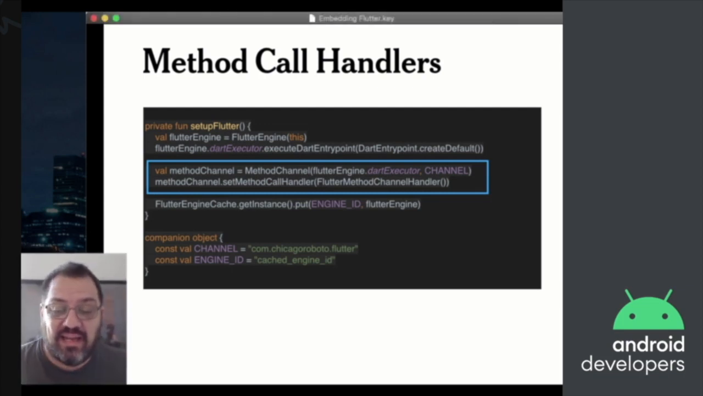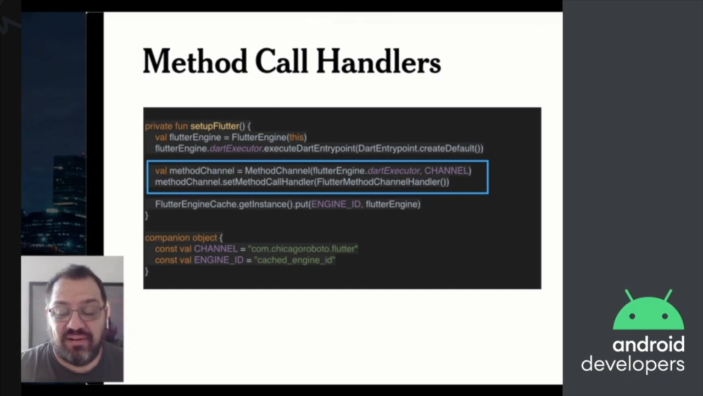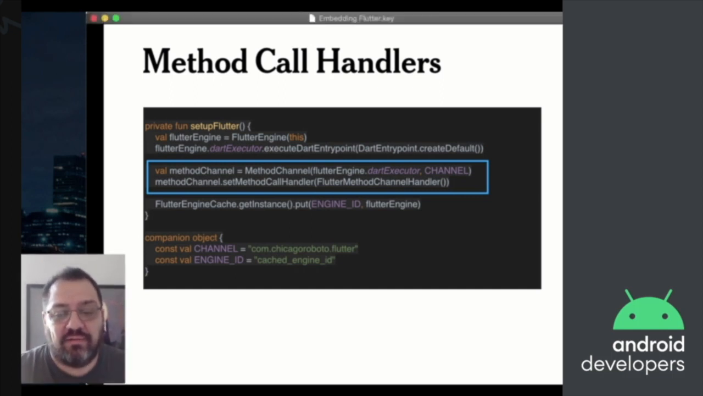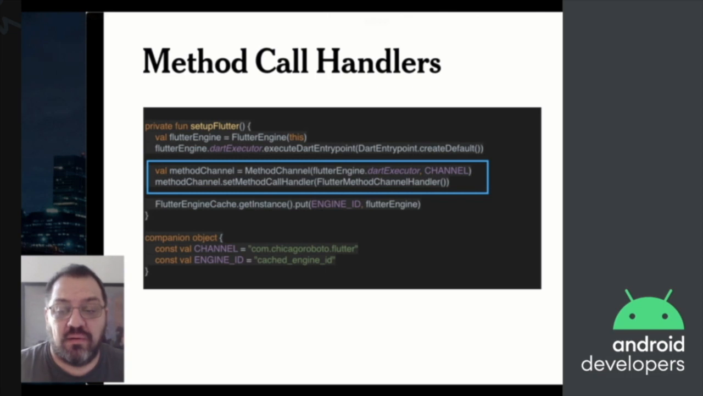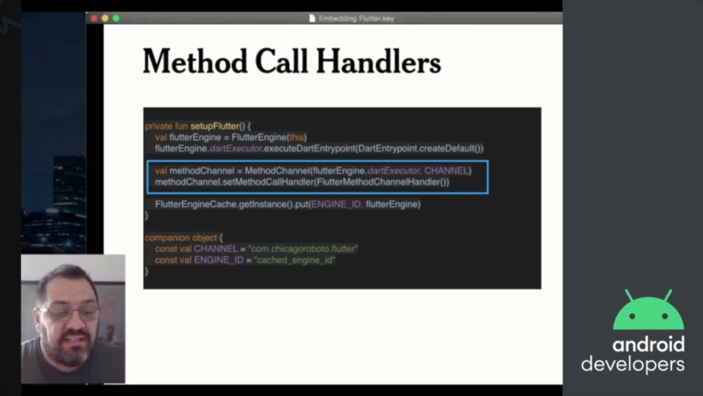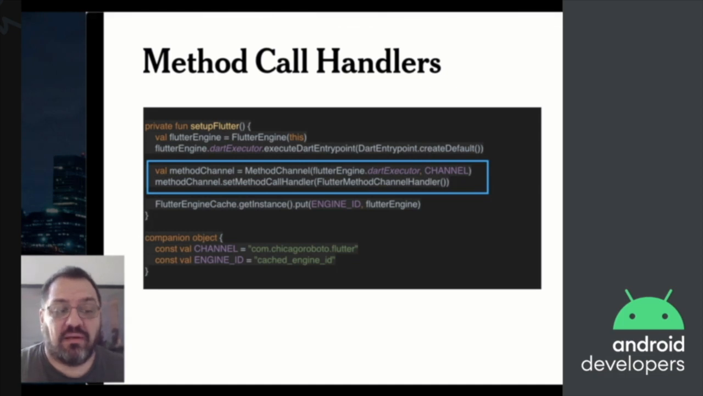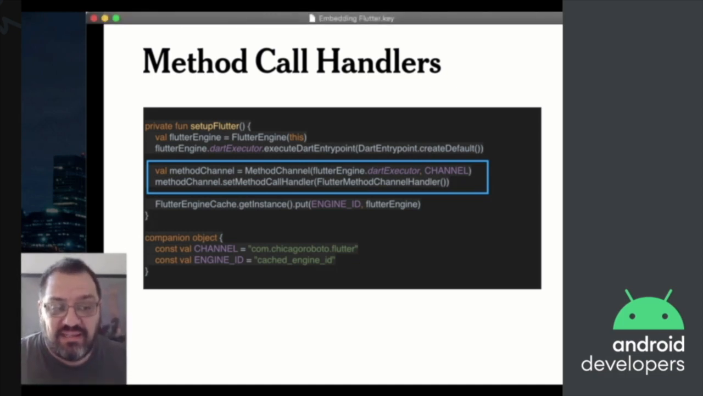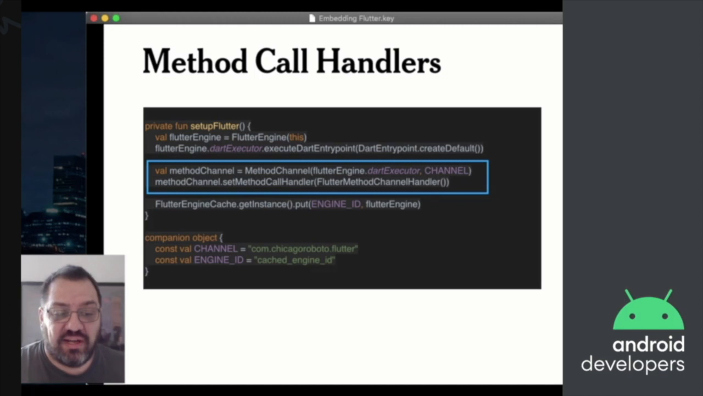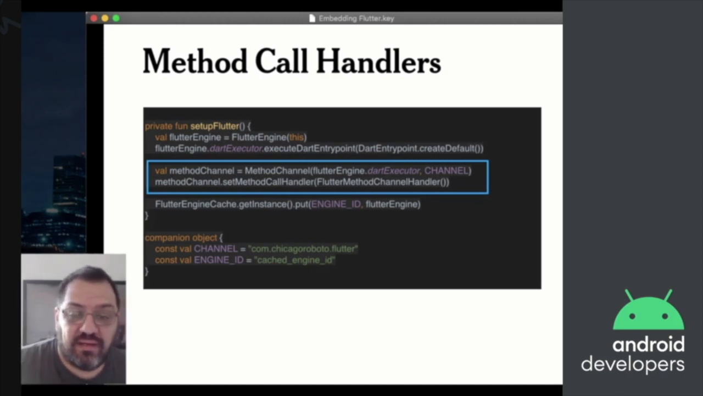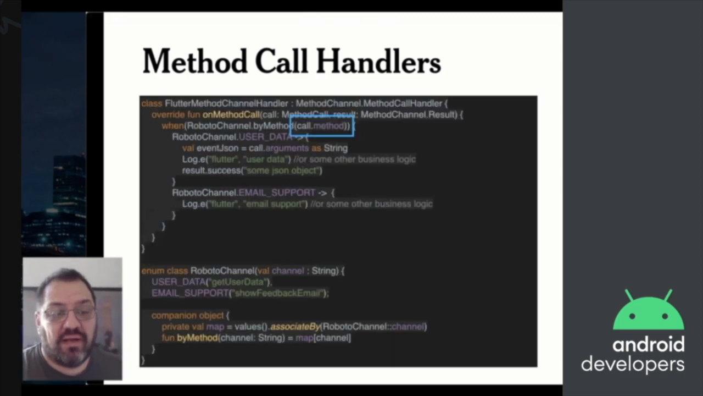If you've got a complicated e-commerce class that handles everything perfectly already, you really don't want to rewrite that in Flutter or in Dart. So this is the way that you would set up that method channel, a method call handler, by binding to a method channel on a specific channel, which is just a string, and then responding to it. Let's take a look at what that might look like.